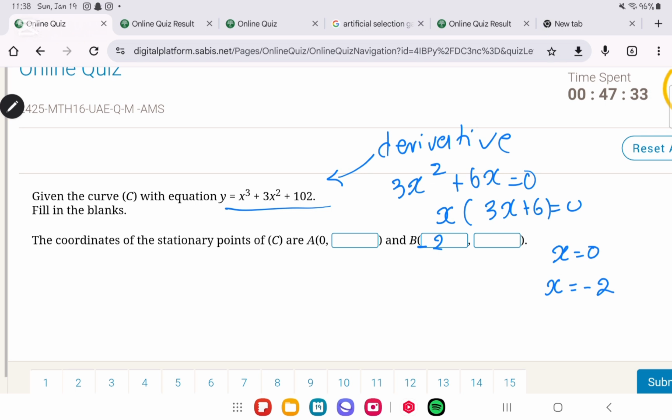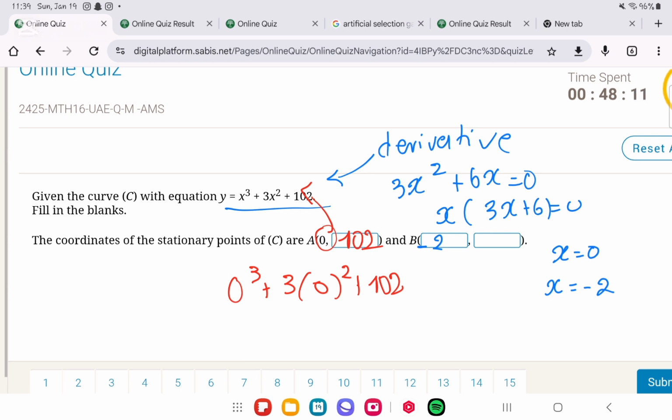Now, to find the value of y, we are going to substitute our x in the original equation. So in the first one, if you substitute 0, you're going to have 0 to the power of 3 plus 3 times 0 squared plus 102. You will get an answer of 102. However, if you substitute the second one, you are going to have minus 2 to the power of 3 plus 3 times minus 2 to the power of 2 plus 102.